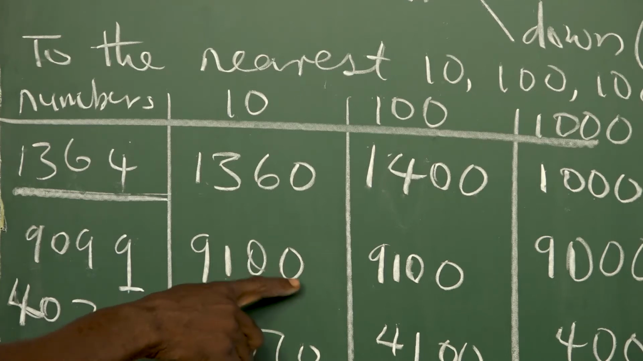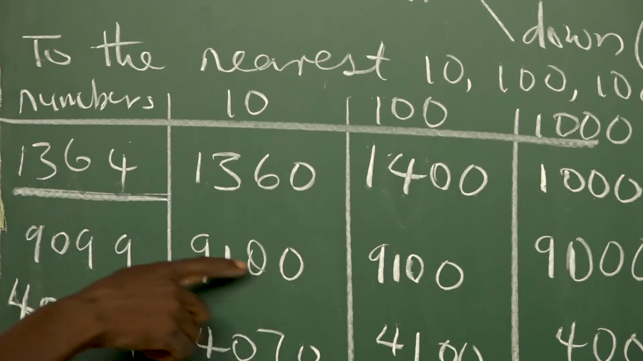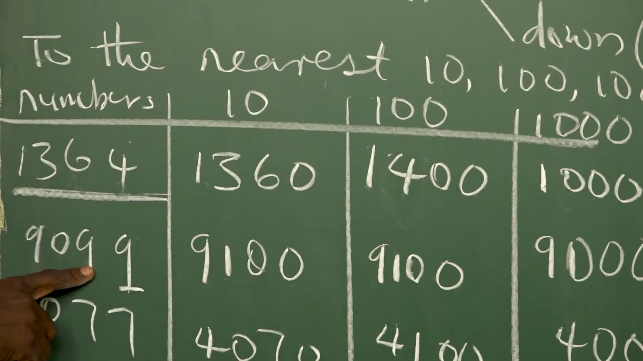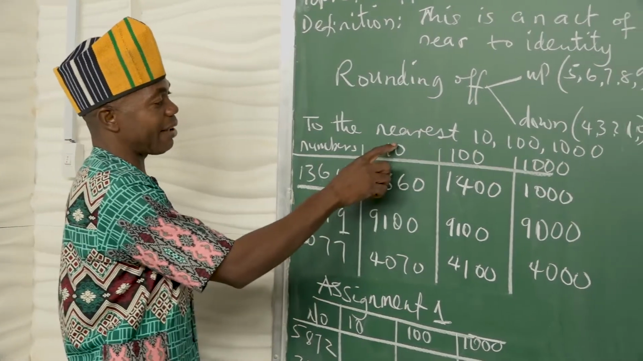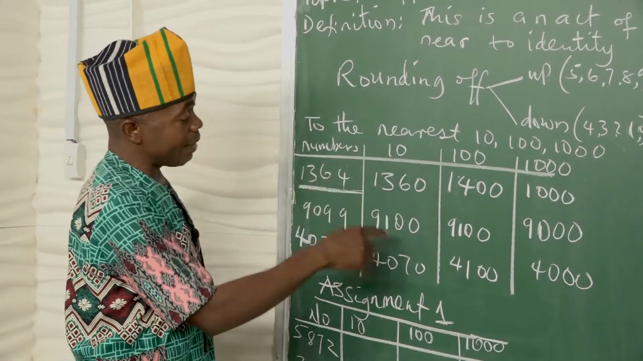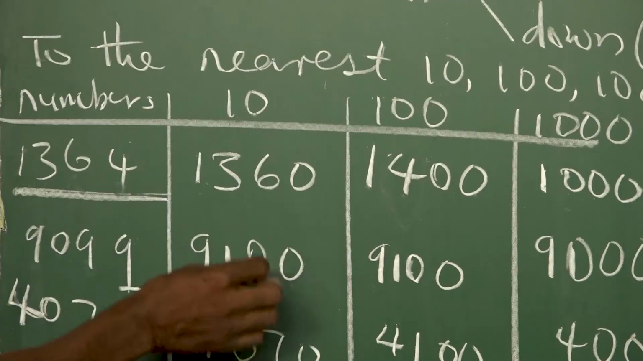Coincidentally, we have 0, 0. This is rare to take place because you have 9. And when you add 1 to 9, it must be 10. And the 10 will be written with 1 and 0. So even though we are rounding it up or down to 10, this second 0 is accidental.